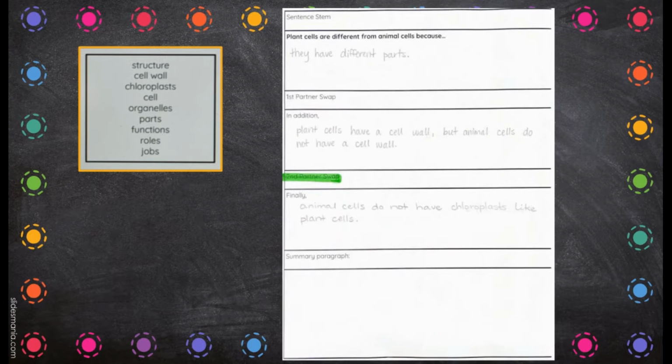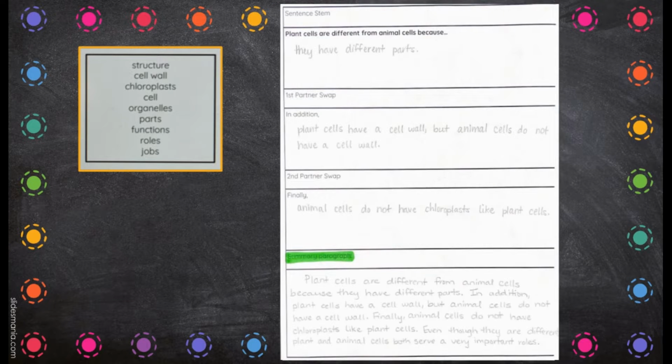For the next step, the students will pair up with a different classmate and repeat the last steps of sharing their responses and writing one of their responses that is different from the ones already on their paper in the third section. In this example, you can see that the student has chosen to write the response, "Finally, animal cells do not have chloroplast like plant cells." Remember that if the students have the same or similar responses, they will be tasked with discussing the topic and writing a new response together.